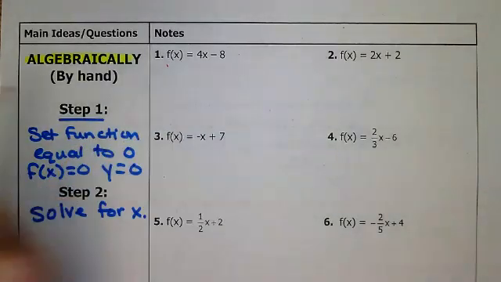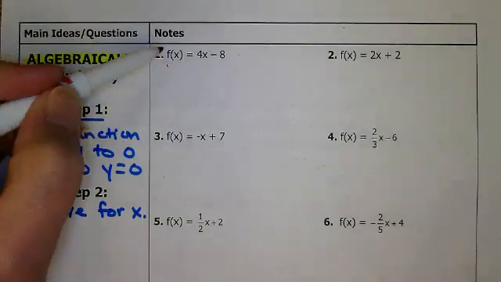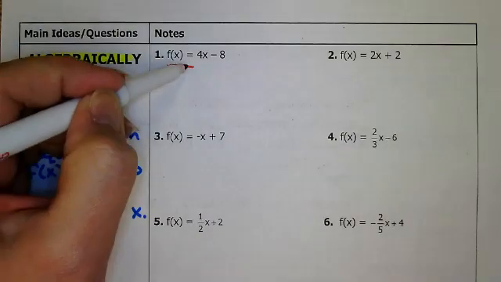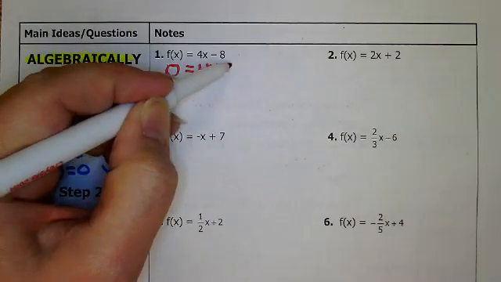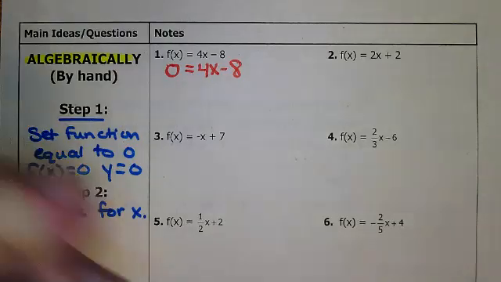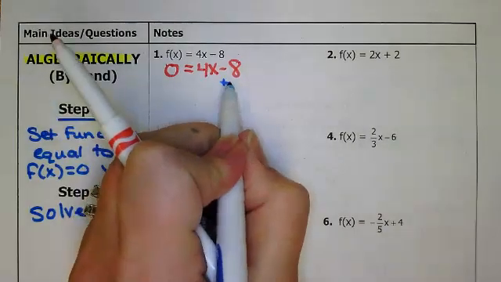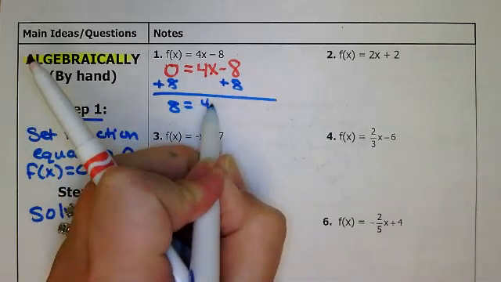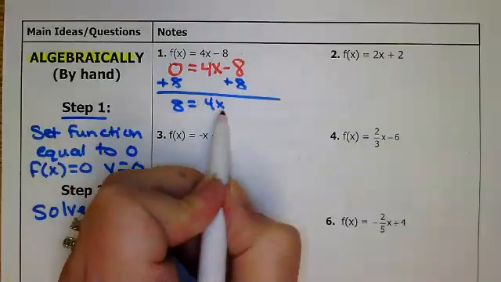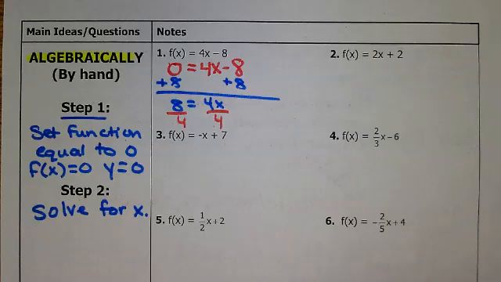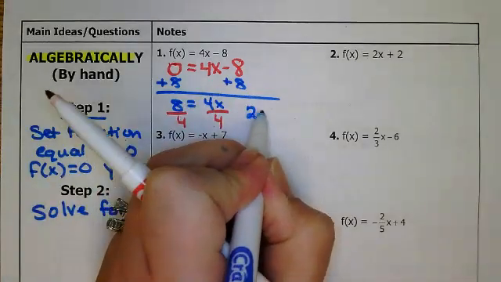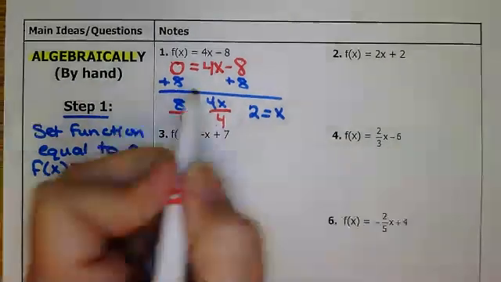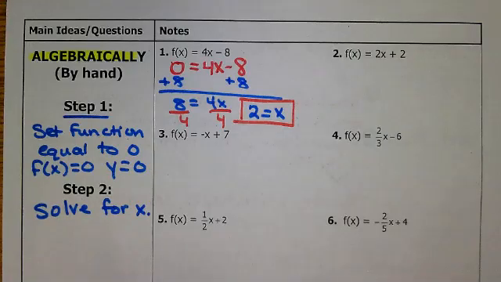So you're going to take out your y and replace it with 0. So 0 equals 4x minus 8. And you solve this just like you would if it was a regular equation. You add your 8. 8 equals 4x. Divide by 4. And that would give you 2 equals x. So your final answer, x could be 2.